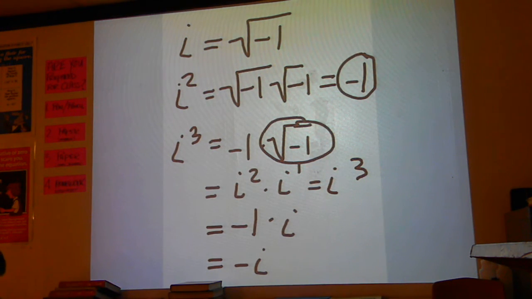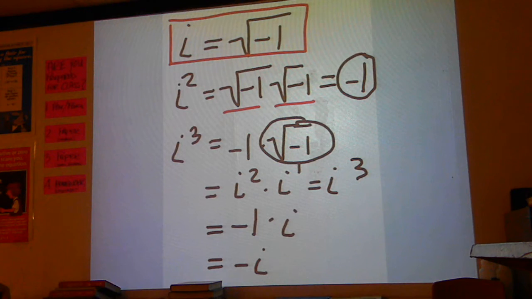So back at the beginning, we'll review. There's just the basic definition: I is equal to the square root of -1. I squared means that you're going to square what we had before. The square root of -1 times itself just gives you what's under the square root sign, which is -1. Now I to the third, that's the same as I squared times I. We already know what I squared is, and that is -1.